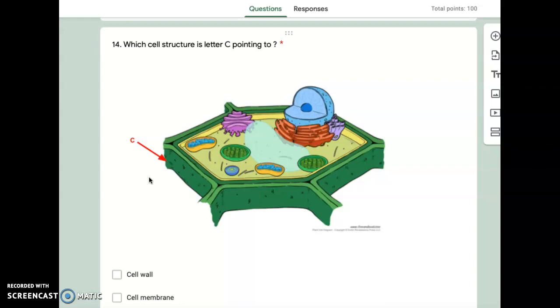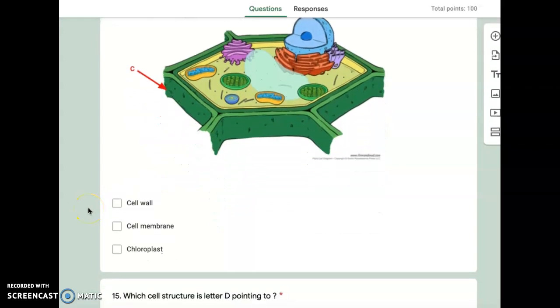Number 14. Which cell structure is letter C pointing to? This is the outer layer right here in green. The cell wall, cell membrane, or chloroplast?